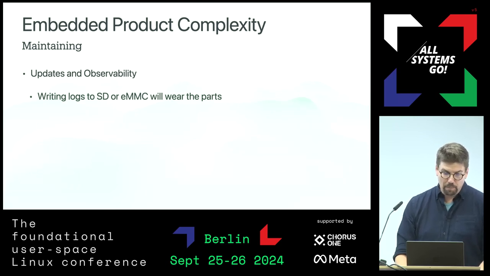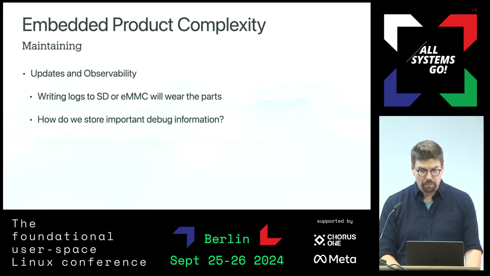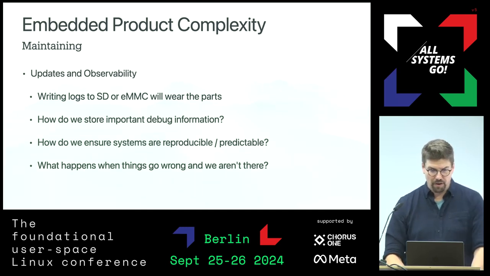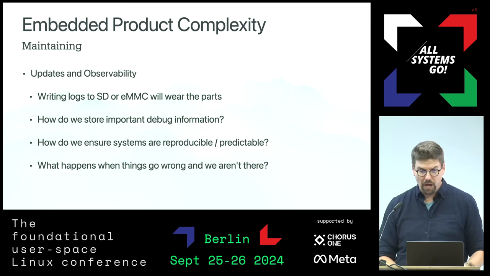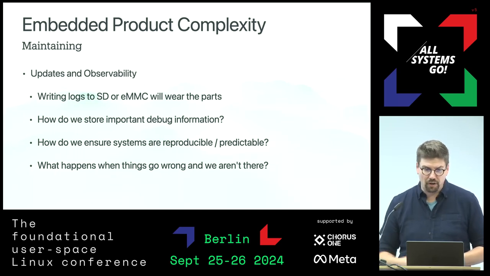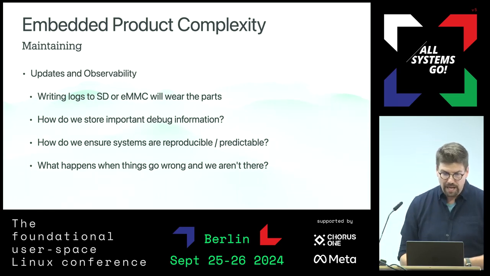And finally, updates and observability. Well, these traditional things aren't going to work for us here. How do we end up writing logs? SD cards, MMC devices, they'll wear the parts really fast. How do we store important debug information? And how do we make sure that when things go wrong when we're not there, we can roll back?